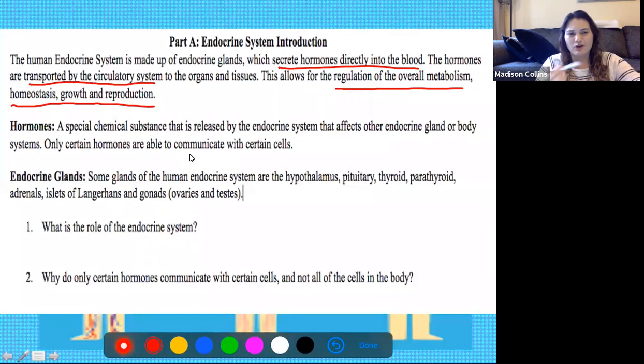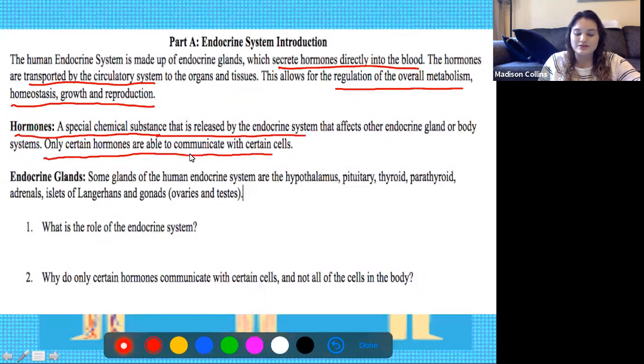But what exactly are hormones? Well, these are special chemical substances that are released by the endocrine system. And these hormones affect other endocrine glands or body systems. Now, something we need to know is that only certain hormones are able to communicate with certain cells. Endocrine glands. Some of the glands of the endocrine system are the hypothalamus, the pituitary gland, the thyroid, parathyroid, adrenal glands, islets of Langerhans, and gonads, known as the ovaries and testes. And we're going to be learning more about some of these structures today.